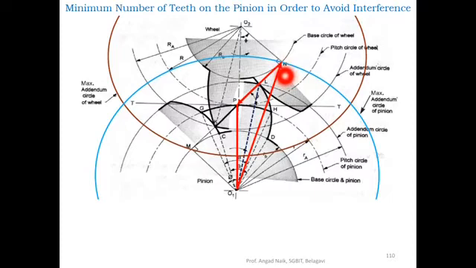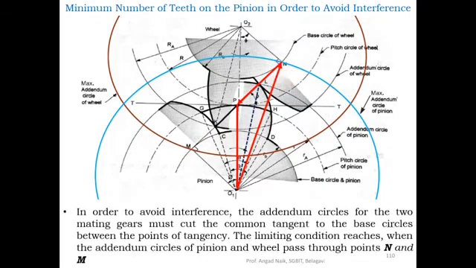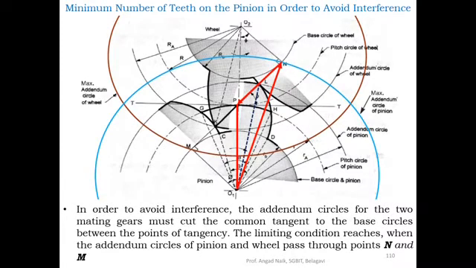Now, in order to avoid interference, the addendum circle is here for the pinion, and for the wheel it is here. The addendum circles of the two mating gears must cut the common tangent, which is this common tangent from M to N, to the base circles between the points of tangency. So they should cut at the points of tangency, point M and point N. These are the two points of tangency. The limiting condition is reached when the addendum circles of pinion and wheel pass through points N and M. That means the limiting value will be N for the pinion and M for the wheel.